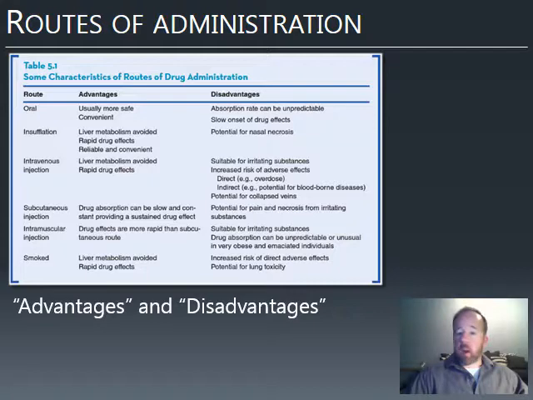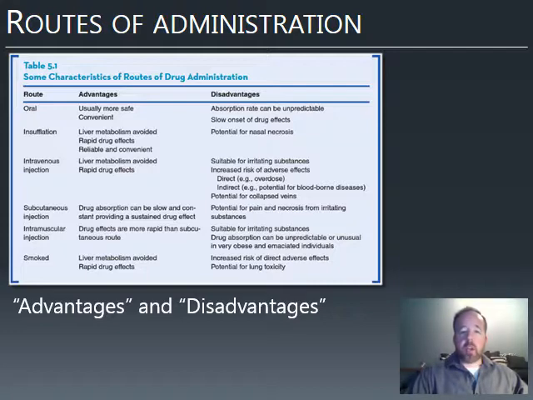Again, insufflation, very quick. Inhalation, very quick. A little difficult to control the amount, which is why it's not a very common way for pharmaceuticals to be administered in a hospital setting, for example. You don't snort very many prescription drugs. At least that's not recommended by the doctor. Also because it's potentially toxic to the lungs, to the nasal cavity, so on.